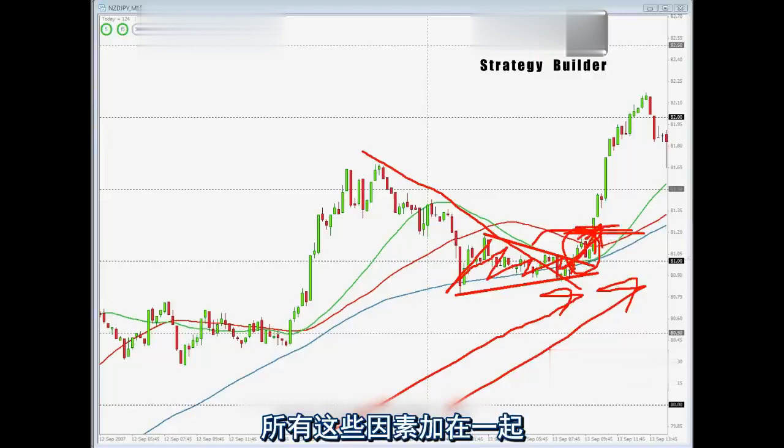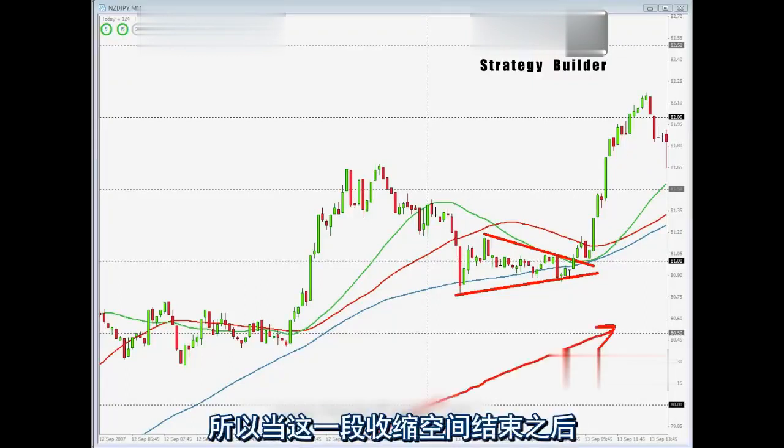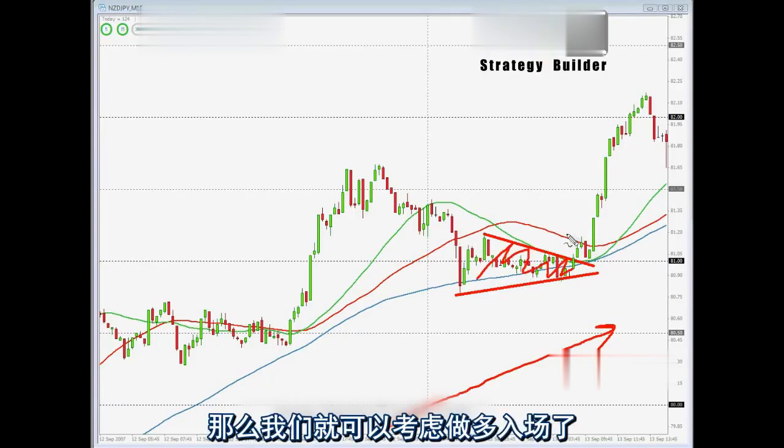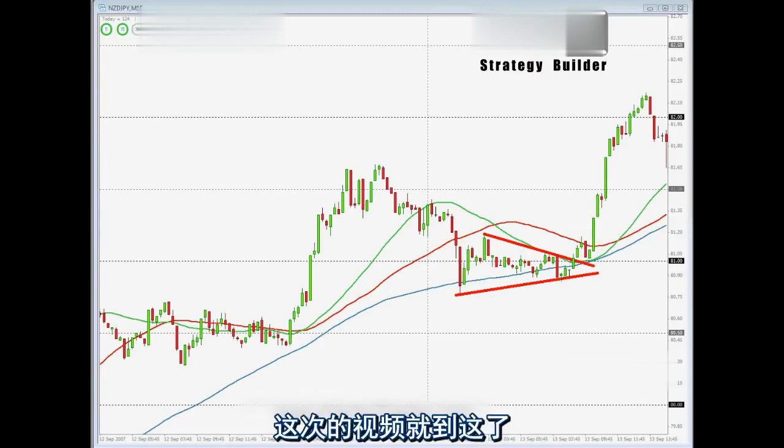Once all that indecision has actually broken in favor of the bulls, which at the end of the day were the guys in control in the setup chart, that's why we are in an uptrend. So once this congestion area gives way, we are good to go to enter long, and like I say, ride a new swing to the upside for profits. That's basically for this video.